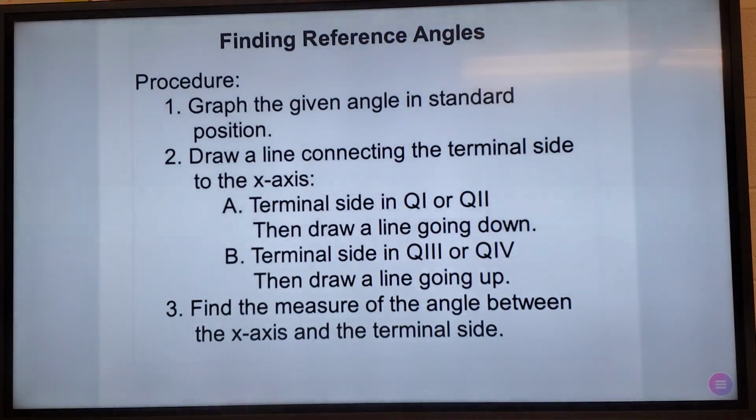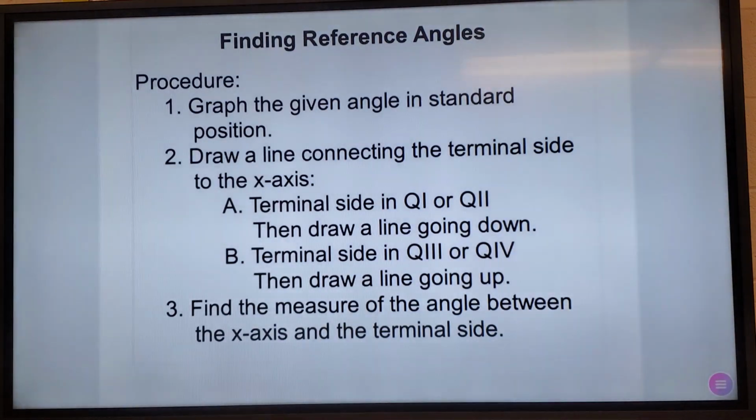Okay, then the second thing there, you're going to draw the line connecting the terminal side to the x-axis. So here, this is where I have a little bit of leeway. On the bell work, what I did was I just connected it with that orange line. I would suggest doing it in something that's a different medium or a different color, so that you can see where that angle is. And then I want you to label that as RA, for reference angle, or you can write out reference angle, but RA would be fine. So you'd write RA equals, and then find the value. So number 3 there, find the measure of the angle between the x-axis and the terminal side.